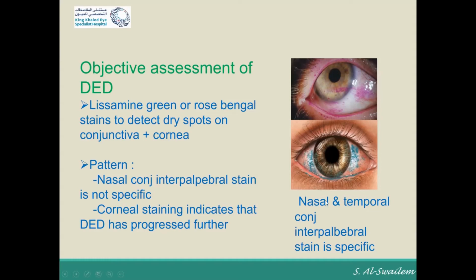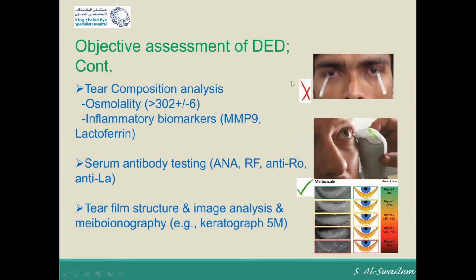The most specific sign in dry eye disease is the staining that takes place in the interpupillary fissure. Okay, so this is where you're going to focus, the interpupillary fissure, mainly on the conjunctival side, because if it is corneal staining alone, it indicates that it has progressed even further, so it's a more advanced stage. And one thing you also need to know is that if it is only localized to the nasal conjunctiva, this is a non-specific sign. So you have to focus on the staining pattern. Another test that we used to do in the past is the Schirmer test, whether type 1 or type 2. It's non-objective and it's not specific anymore for dry eye disease.